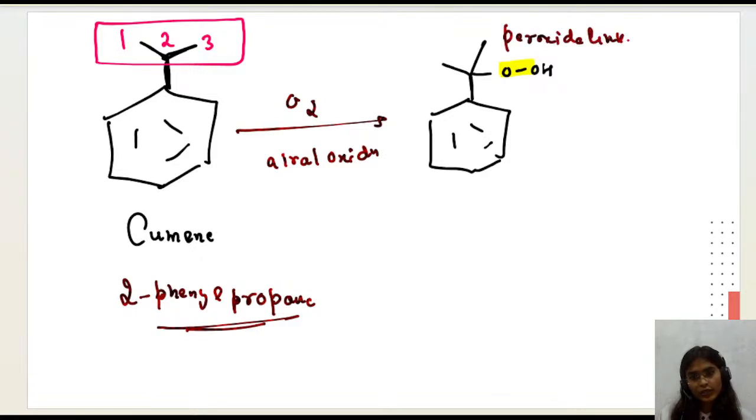Peroxide linkage, you can say. Okay, now the second step is the addition of acid there. It's important. Okay, I'm repeating again, it's an important step. So from this, let's see how to proceed.